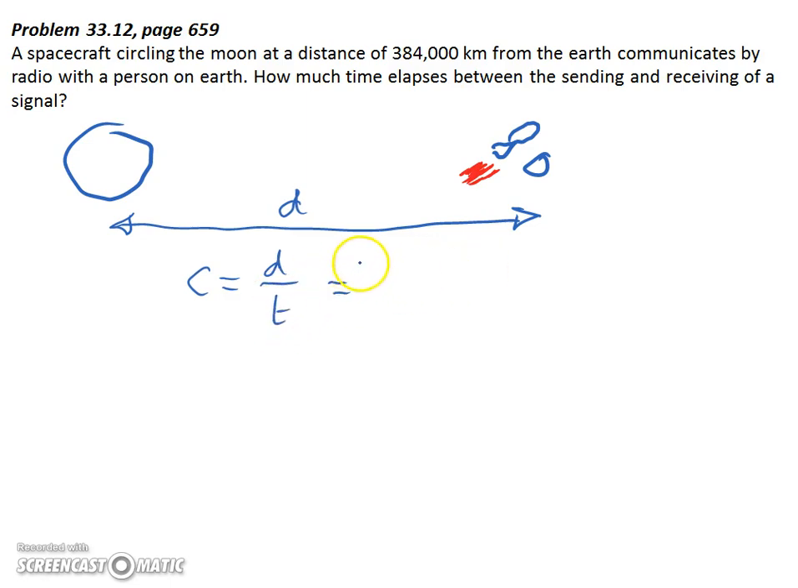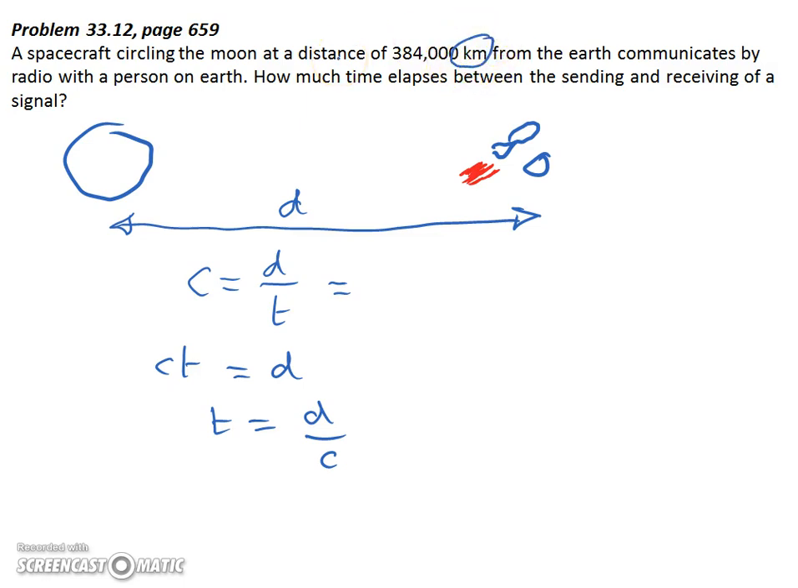In this case, we want the time, so we can cross-multiply the equation, multiply both sides by t, and then divide both sides by c, so we have that the time is equal to the distance divided by the velocity.